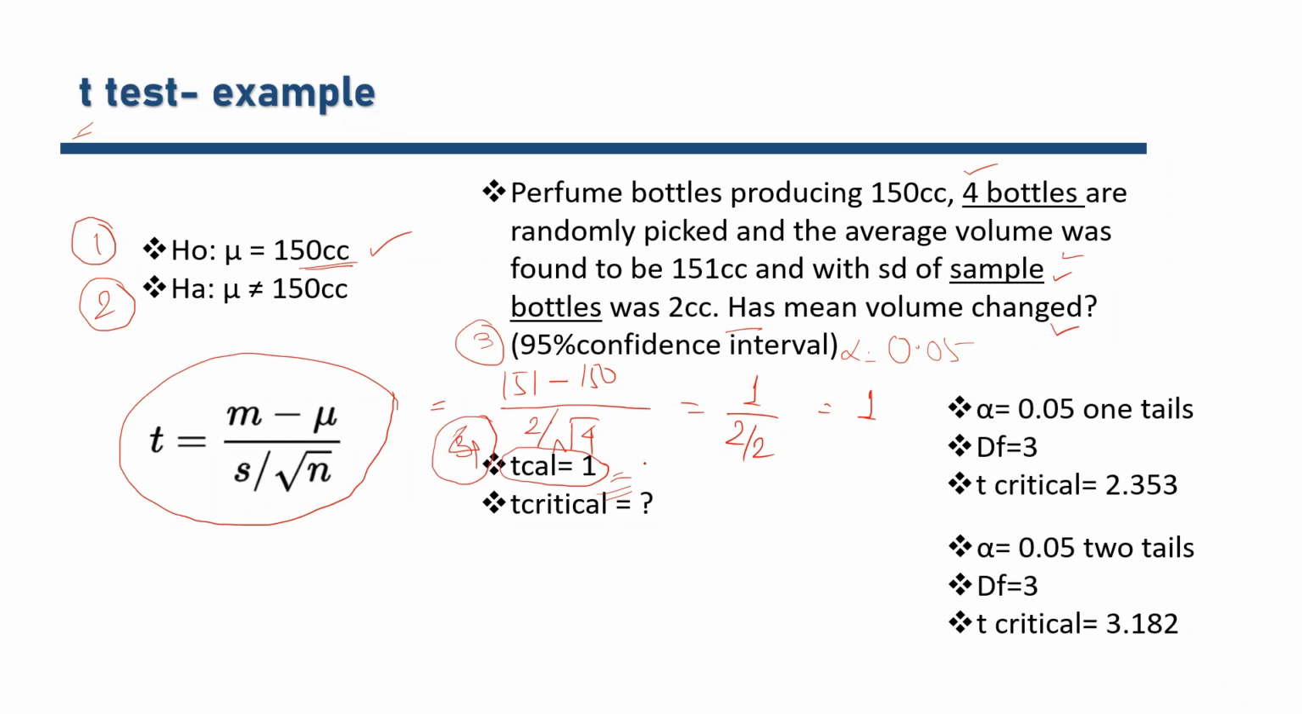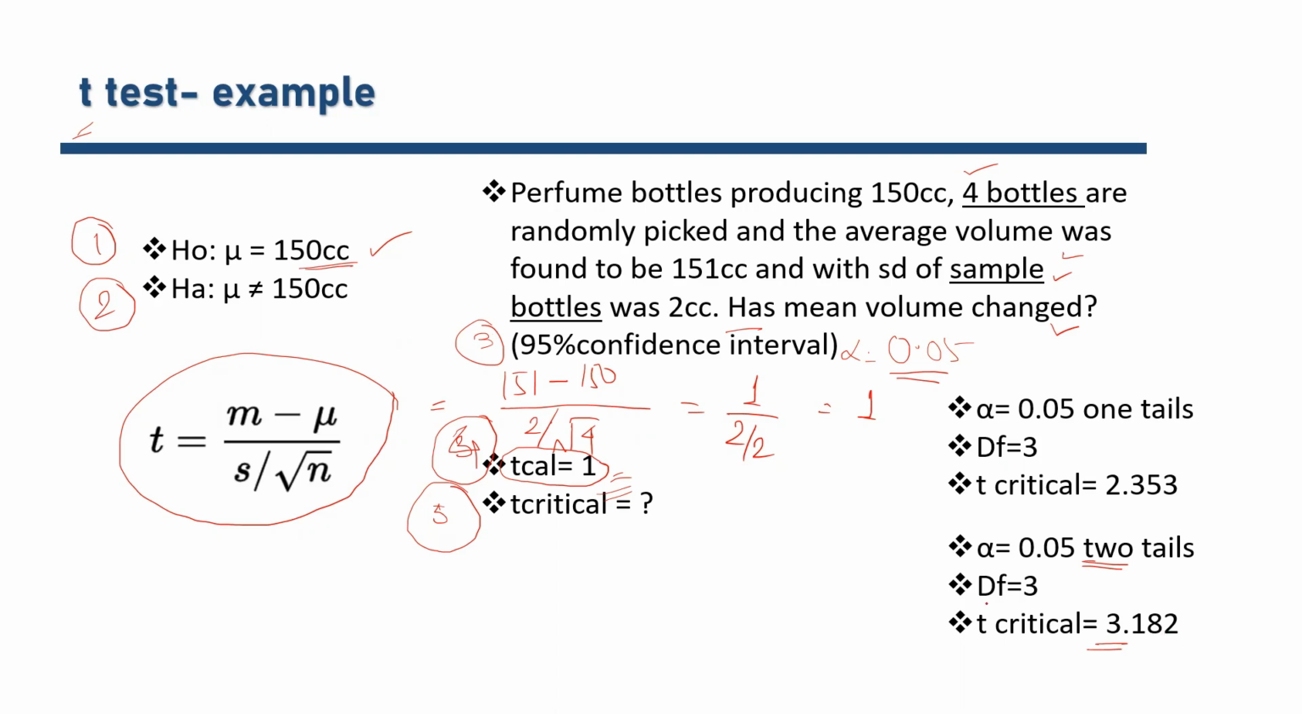Right? It is 1. And your fifth step is to find the T critical. T critical, again, you have to find through a chart. And that chart, I have made two instances here. Since this is 0.05 and this is two-tailed, the critical value which we can have is 3.182. The critical value is 3.182.